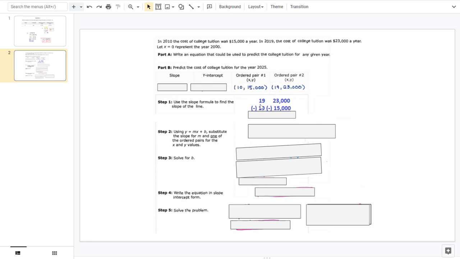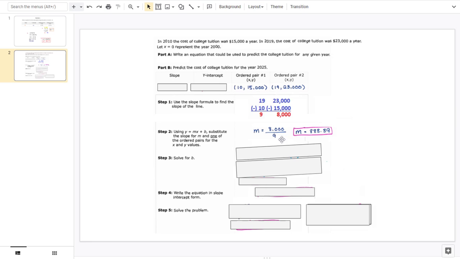So here we're going to put our 19 over our 10 and our 23 over our 15. Now remember, we've got to subtract these. In this case, these were both positive, so we're going to change them to negatives. So now we're going to say 23,000 take away 15,000 and 19 take away 10. So 23,000 take away 15,000 is 8,000 and 19 take away 10 is 9. Now we're going to put our y over our x so that it's in slope form. So we have 8,000 over 9.